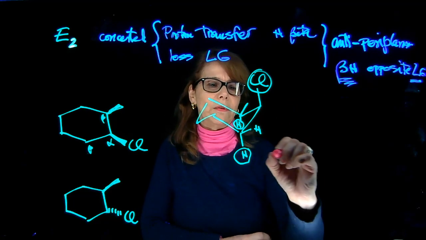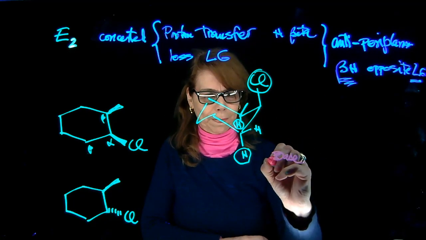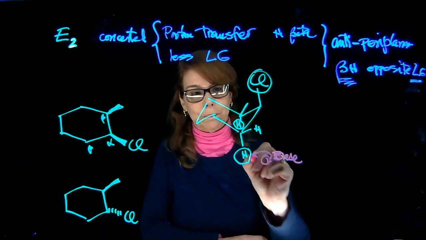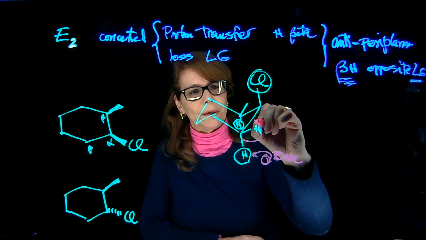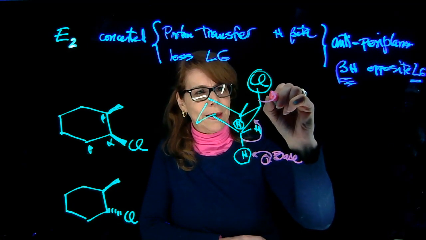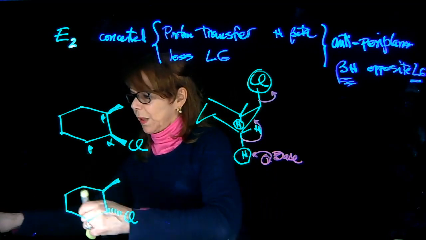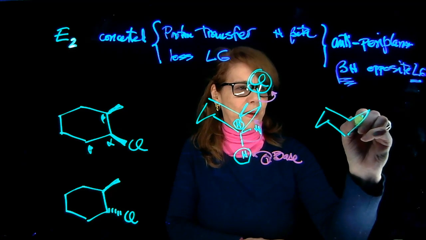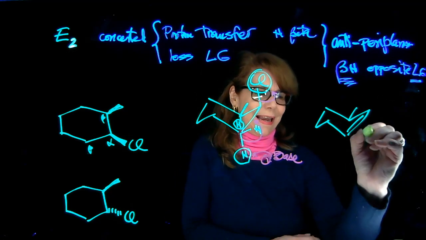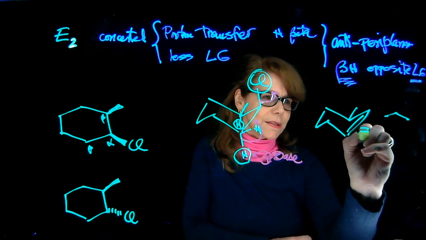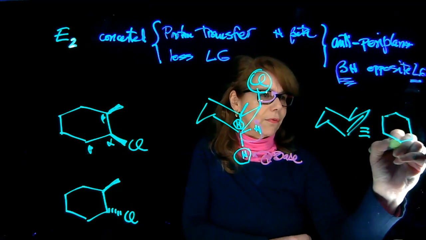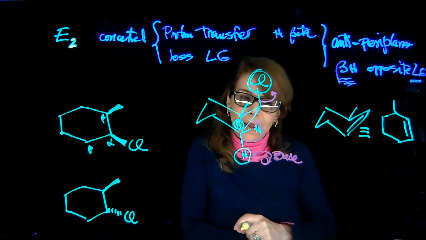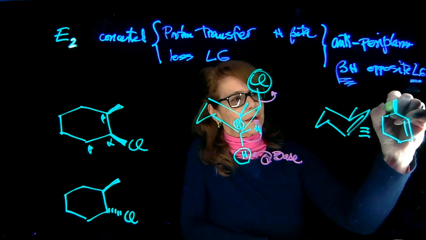Say that you have a base here. The base is going to take this beta hydrogen, and you're going to make a double bond, a concerted process, right? The chloride is leaving. So my product here will have a double bond here in the middle, which is equivalent to the following: a double bond here, and on the next carbon, I'm going to have the methyl, and it's up.